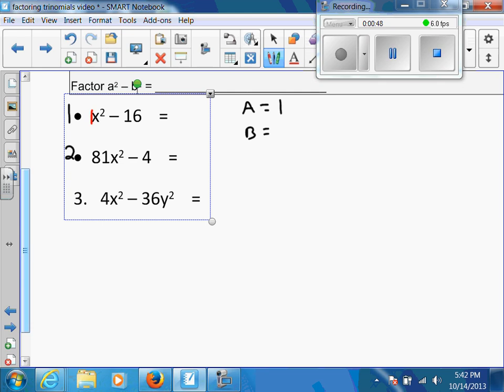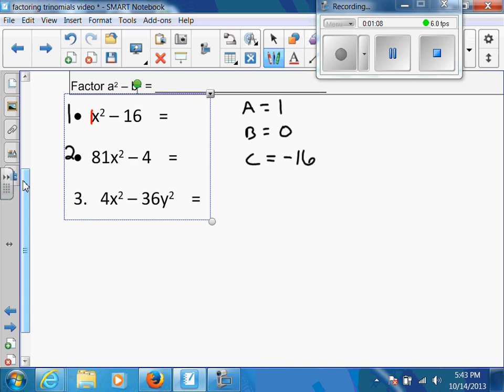B, remember I find B in front of x. Since there's no x value, the B value is 0. And C, remember I have 16 and I take the negative with it, or the subtraction. So C is negative 16.